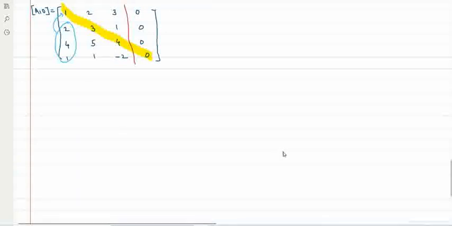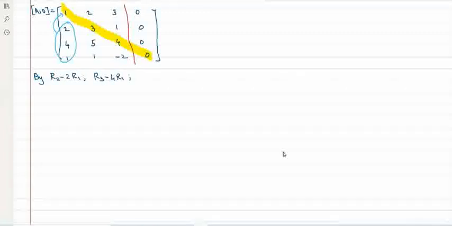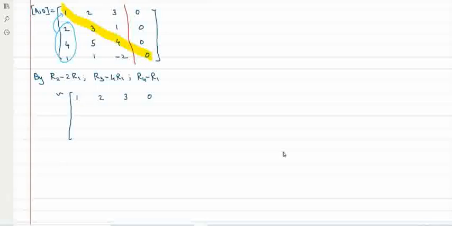What are the transformations? Anyone? R2 minus 2 R1, R3 minus 4 R1, and R4 minus R1. So the new equivalent matrix, first row no change: 1, 2, 3 and 0.